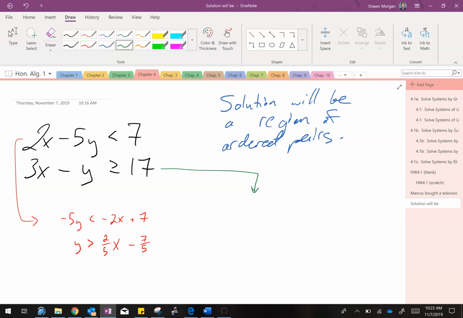We'll graph it out in just a second. We want to do the same thing for the second one. You've probably already taken care of this for me. So negative y greater than or equal to negative 3x plus 17. And then divide. What do I have to do again? Flip the sign. And dividing by negative 1 just changes those other two signs, so we get y less than or equal to 3x minus 17. Now we feel comfortable graphing both of these lines.